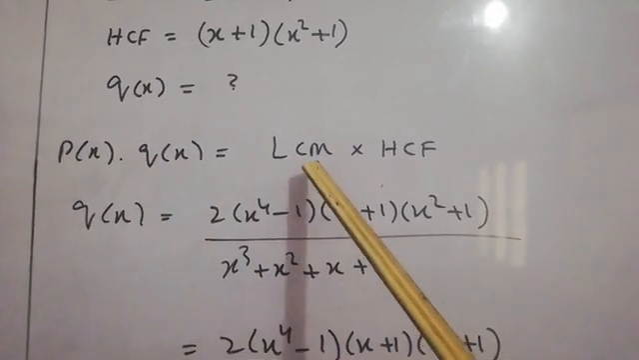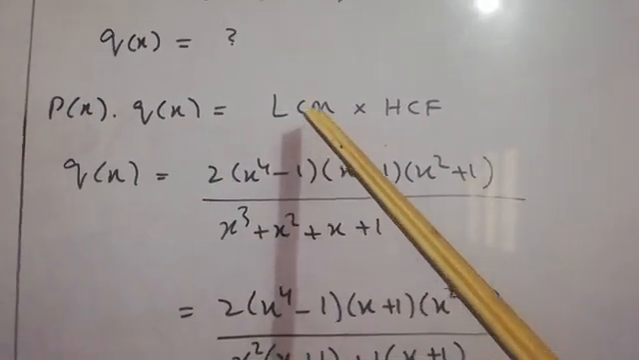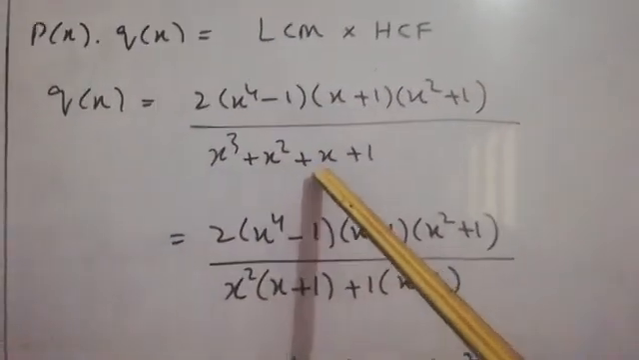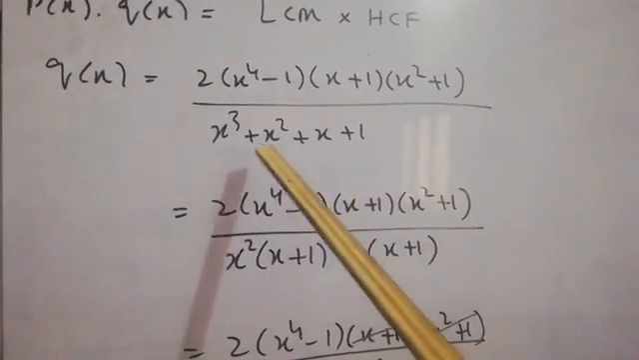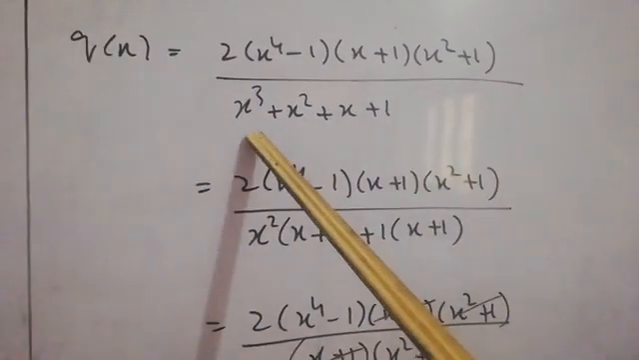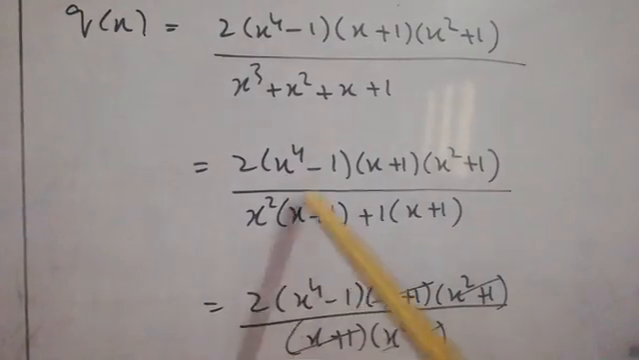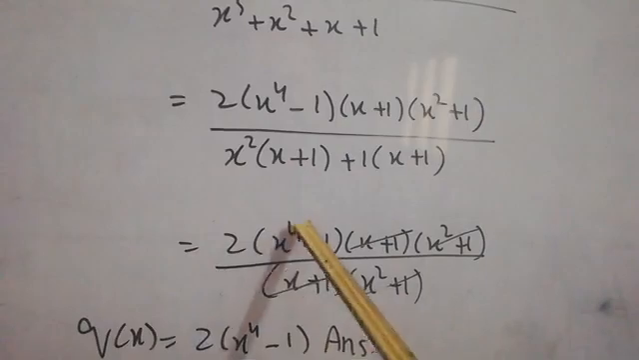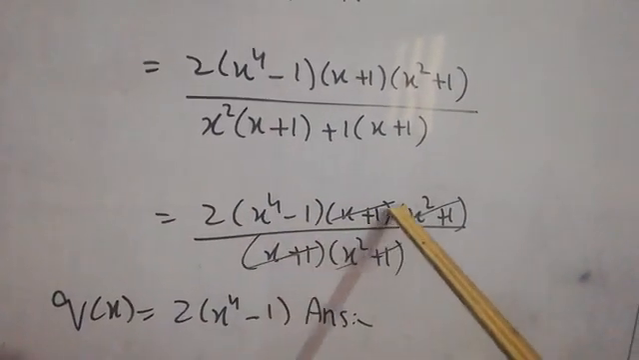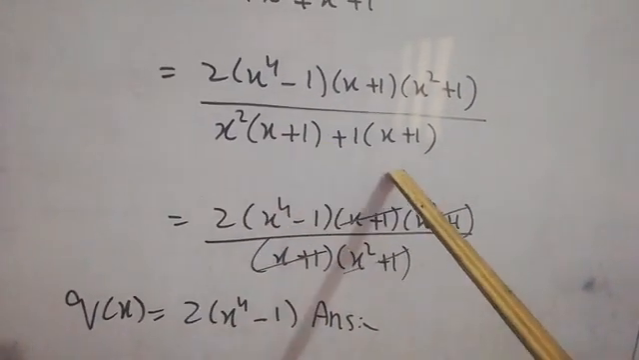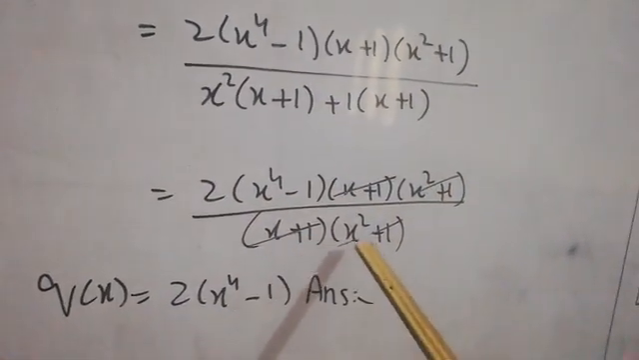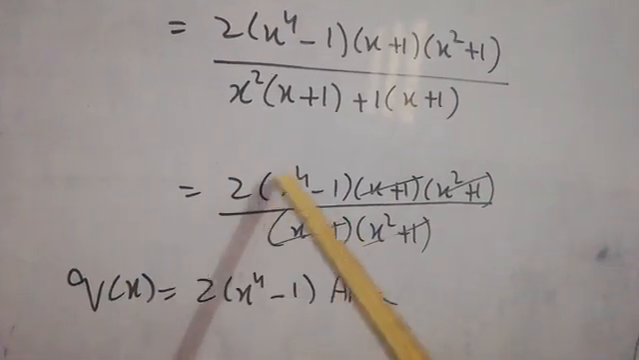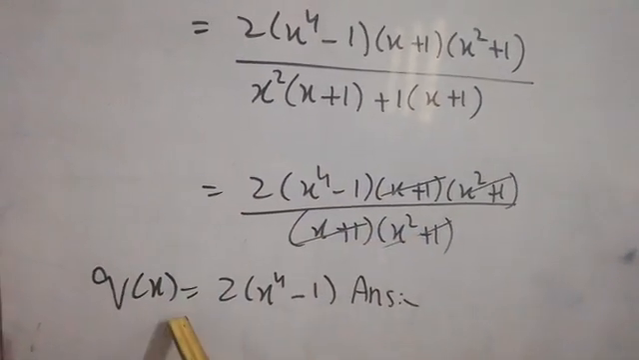We will divide the equation by p of x on both sides, and now we will put the values of LCM, HCF and p of x here. And now in the next step we will factorize this expression by taking x square as common from the first two terms and 1 as common from the last two terms. So we will get 2 into x raised to power 4 minus 1 into x plus 1, x square plus 1 divided by x plus 1 and x square plus 1. x plus 1 and x square plus 1 will be cancelled with the numerator values, and we have just 2 into x to the power 4 minus 1, and this is the second polynomial.